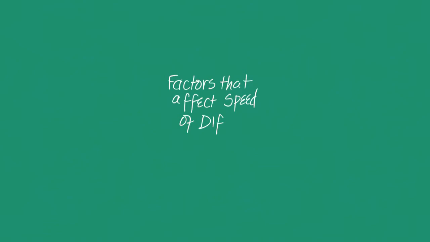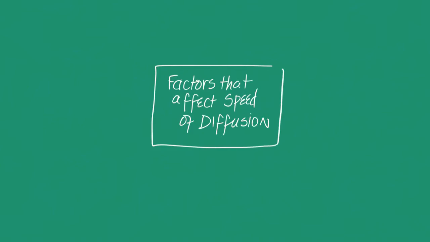There are many factors that affect the speed of diffusion, and these factors are temperature, membrane surface area, viscosity, size of the molecule, membrane thickness, and concentration gradient. So let's take a look at each one of them and see how they impact the speed of diffusion. We'll start with temperature.